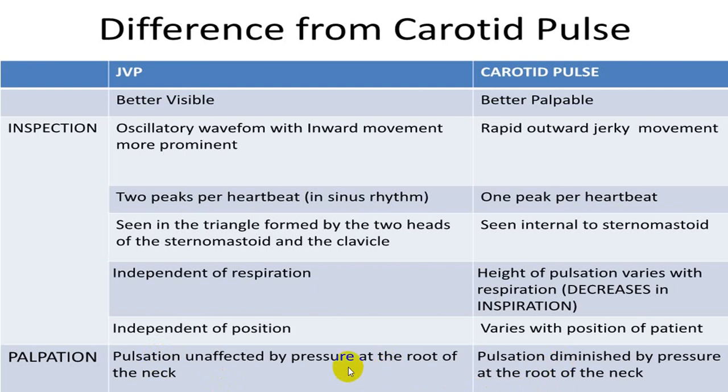And if we apply pressure, the JVP will disappear. If we apply pressure on the abdomen, the pulsation will become more prominent and the JVP will be elevated. While for the carotid pulse, this is just wrongly written.